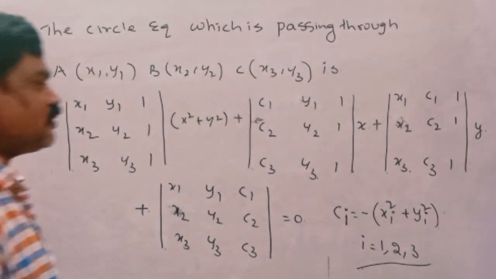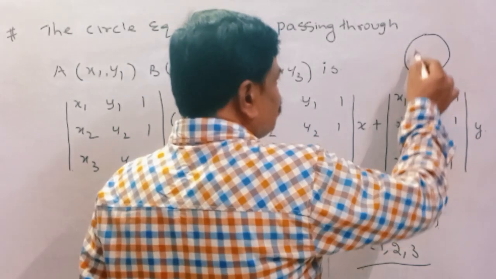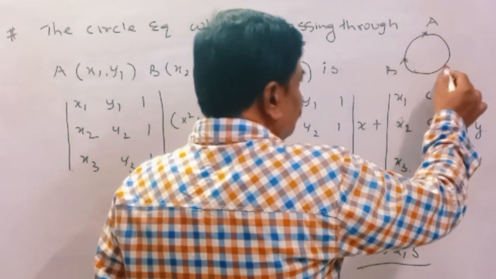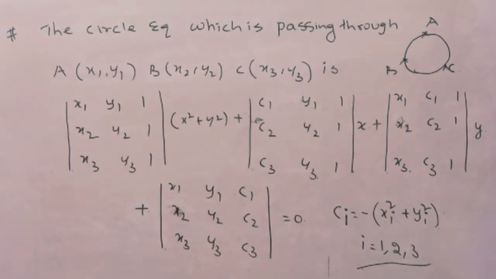We have to find the circle equation directly. So this is the circle equation passing through the points A, B and C. Okay, all of you, from this formula we can easily find the circle equation directly. That's all. Thank you.